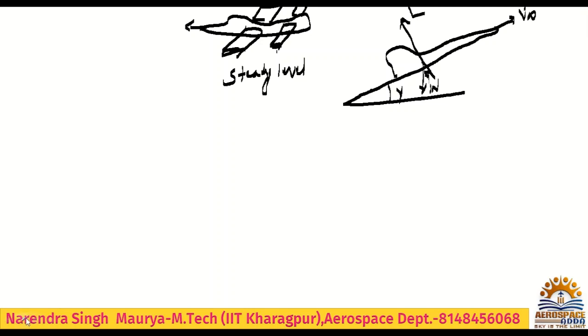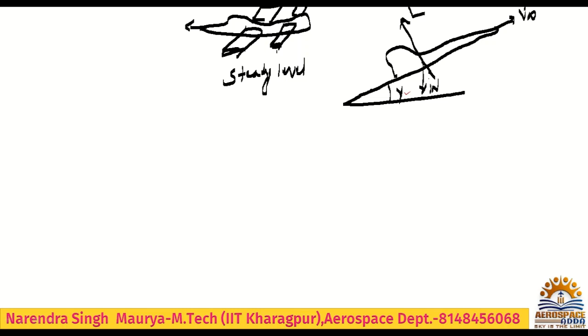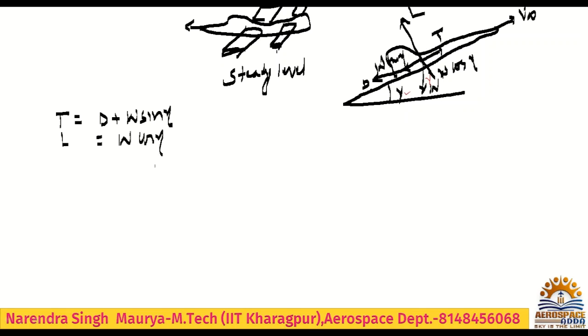Because this is gamma, this angle will also be gamma. Yes or no? So here this is W cos gamma, and this will be W sin gamma, and here this will be thrust, and just opposite will be drag. What is the combination? Check. Thrust is equal to drag plus W sin gamma, and L is equal to W cos gamma.